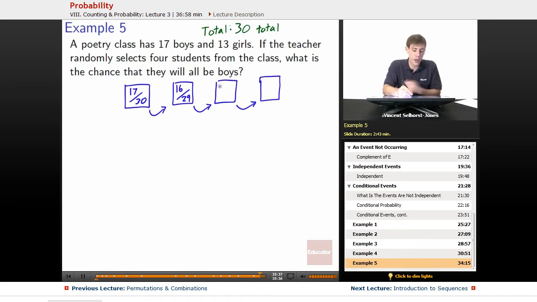Next, we pull out another boy. We are going to now be at 15 boys divided by, we pull out another student, 28. Finally, our fourth boy, we're now at 14 boys left to pull from, and we are now at 27 students total in the classroom after our 3 pulls so far.